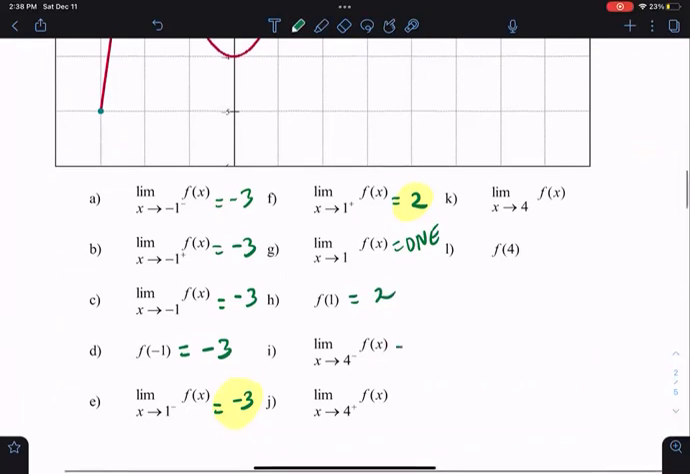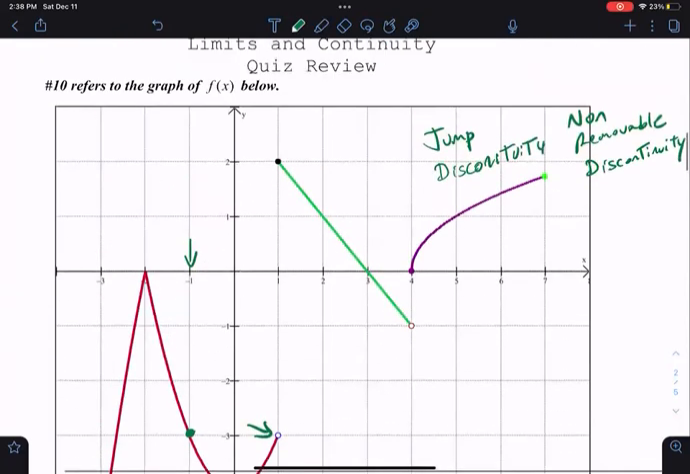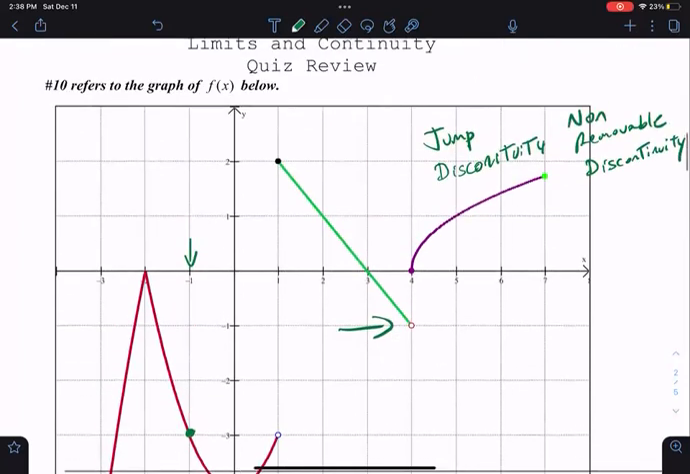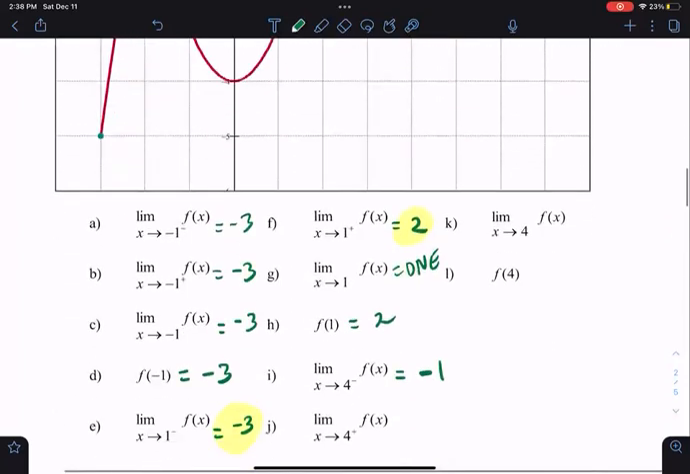Now, they're asking you the limit as x approaches 4 from the left. So 4 from the left, it means this thing. So you're approaching -1, right? From the left. The limit as x approaches 4 from the right, you're approaching 0, right?